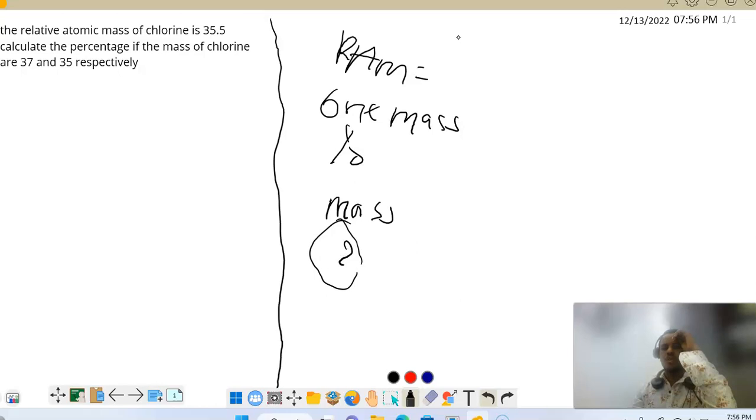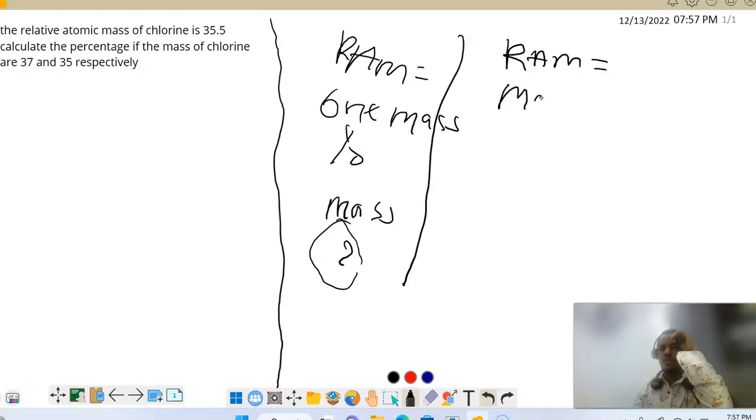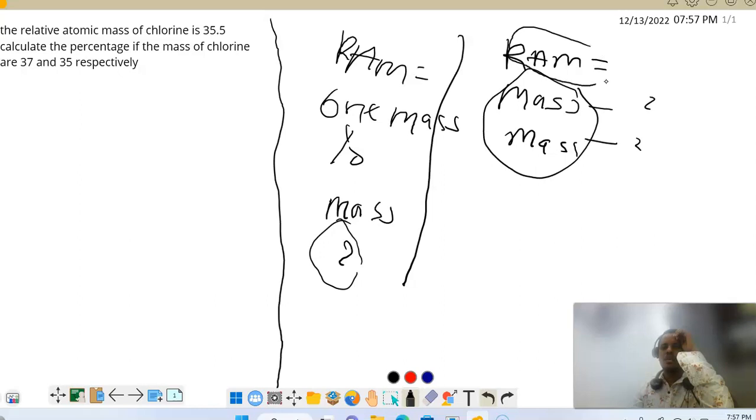For today, we are going to see a different case. That means we are given the relative atomic mass, the RAM. We have the two masses, but we don't know any percentage of these masses. So how to calculate the percentage when given two masses and the relative atomic mass? That's what we are going to see.